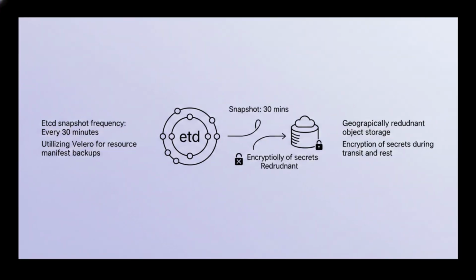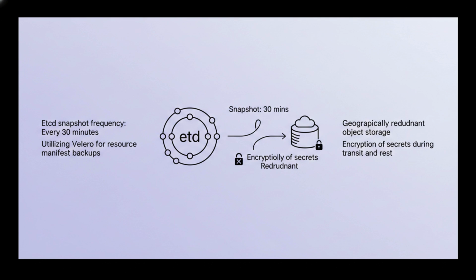The soul of a Kubernetes cluster resides in its metadata and state, primarily stored in etcd. To recover a cluster, we must have a reliable strategy for backing up etcd snapshots and resource manifests. Tools like Velero are industry standards for this purpose, allowing us to capture the state of namespaces, deployments, and custom resource definitions. For large-scale environments, snapshots should be taken every 30 minutes and stored in geographically redundant object storage.